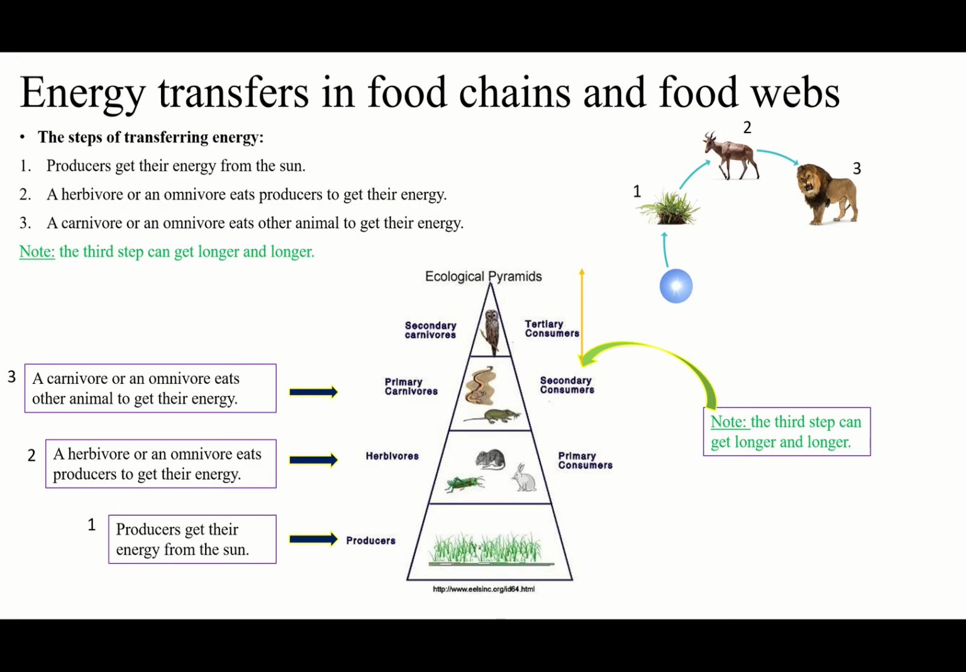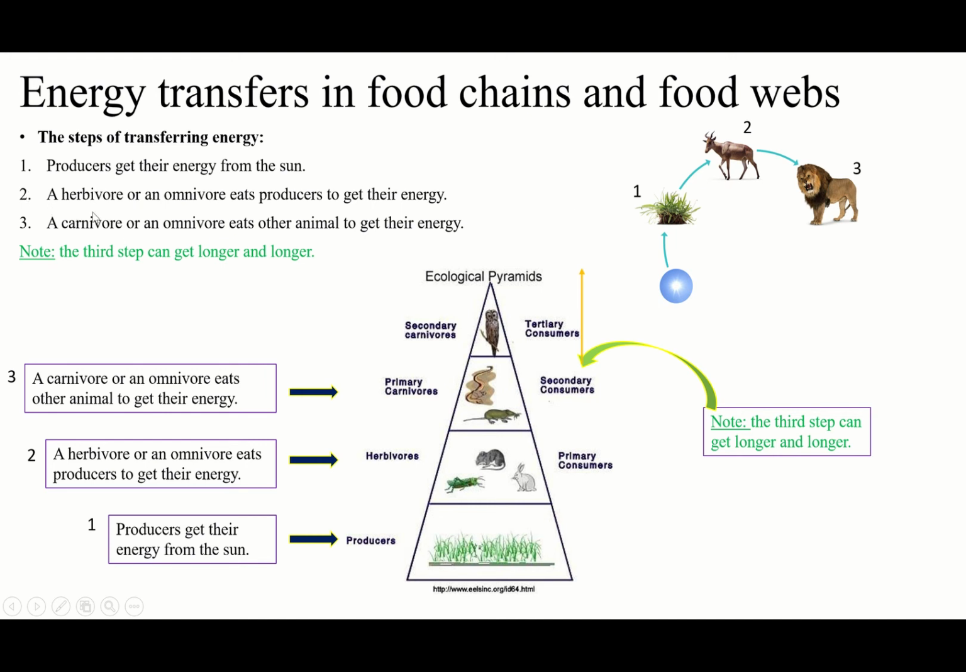Guys, we have some steps of transferring energy. These are the steps of transferring energy in a food chain. First, producers get their energy from the sun. It means producer is what? Plants, right? Grasses, these things, okay? So this grass is going to get its energy from the sun. It means the source of the energy is the sun. They are going to take the sunlight energy and make food for themselves. So producers get their energy from the sun.